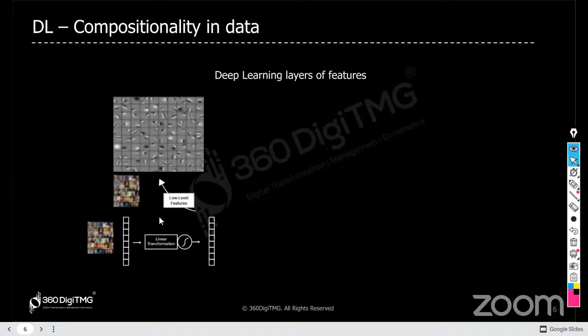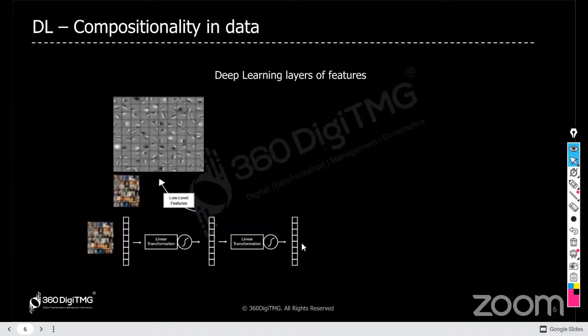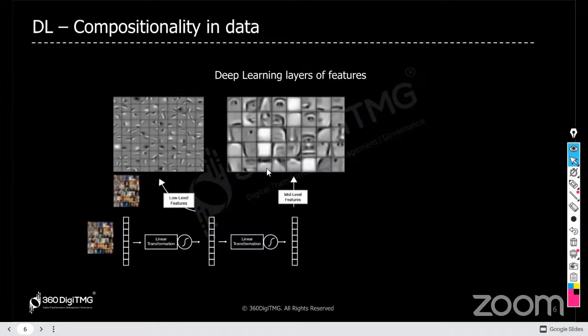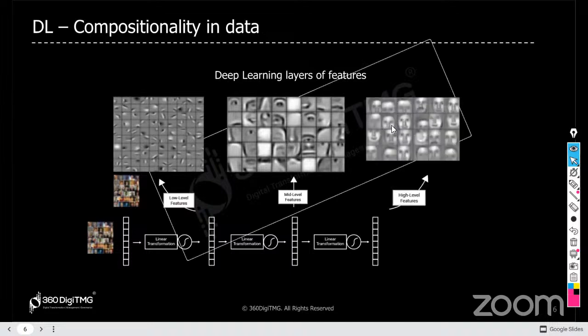See here, there are low-level features and mid-level features. After that, one more hidden layer will capture the mid-level features, like the eyes, nose and mouth of the person. After that, it will give you the entire image, which is the face of the person. This is the concept called compositionality. The high-level feature is nothing but the face. These are the final set of hidden layers.